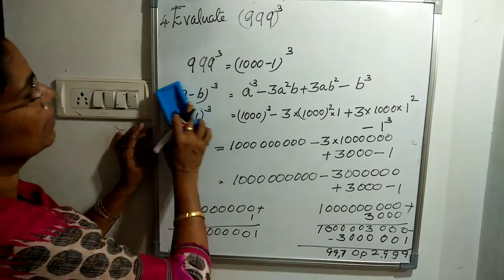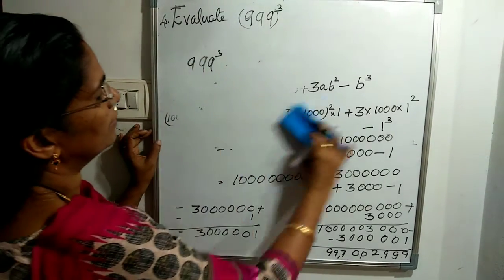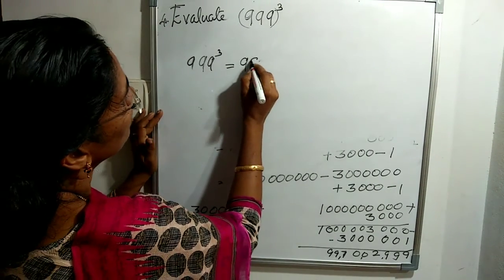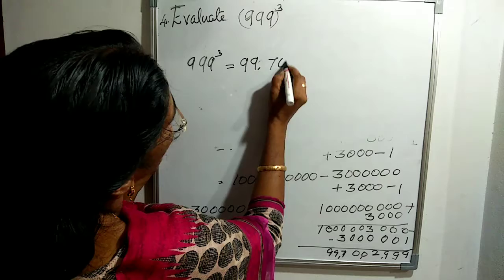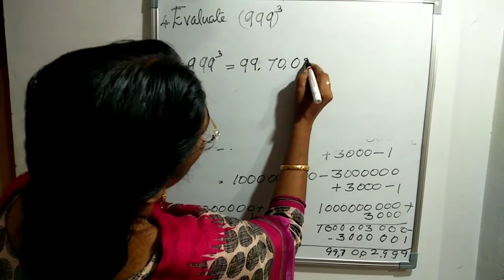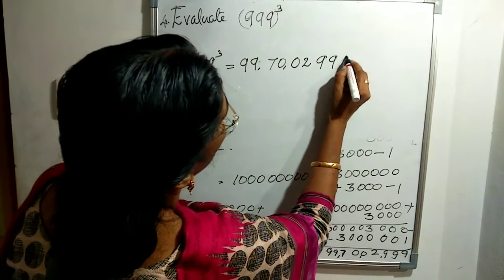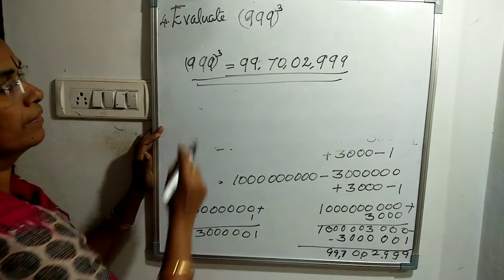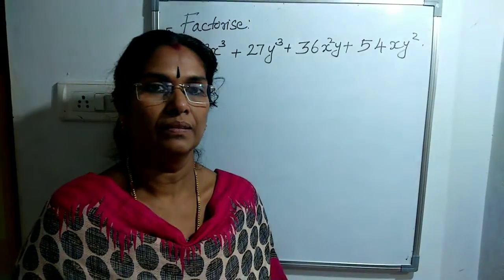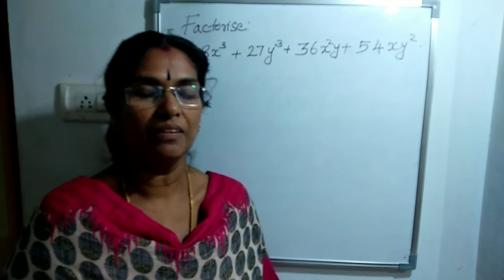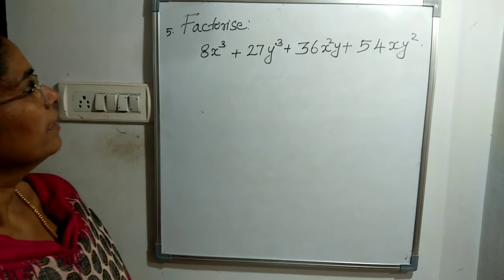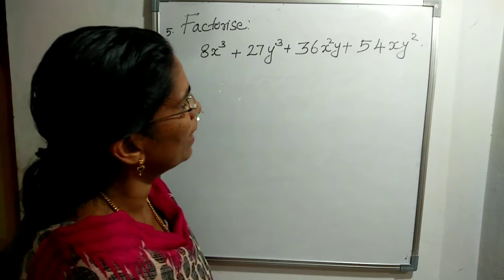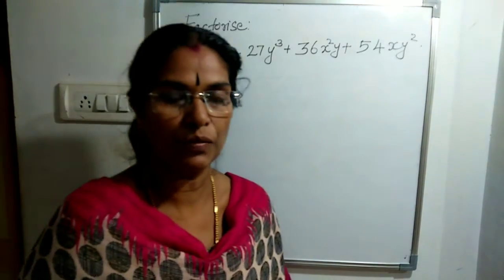The last answer we can write it as 999 cube is equal to 99 crore 70 lakh 2999. This is the last answer for this one. Clear for you? Okay. Our next question is factorize 8x cube plus 27y cube plus 36x square y plus 54xy square.